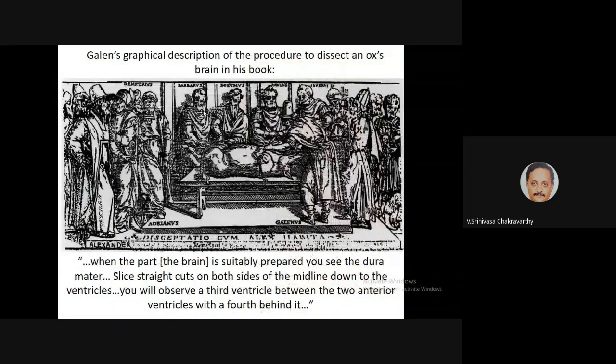So in this book, he talks about how to perform dissection, for example, here he's talking about dissection of an ox's brain. Right, he says when the brain is suitably prepared, you see the dura mater, which is one of the meninges, right, the surface coats supporting the brain. Then slice straight cuts on both sides of the midline down to the ventricles. You will observe a third ventricle between the two anterior ventricles with a fourth behind it. So it's like a proper anatomical text, right?